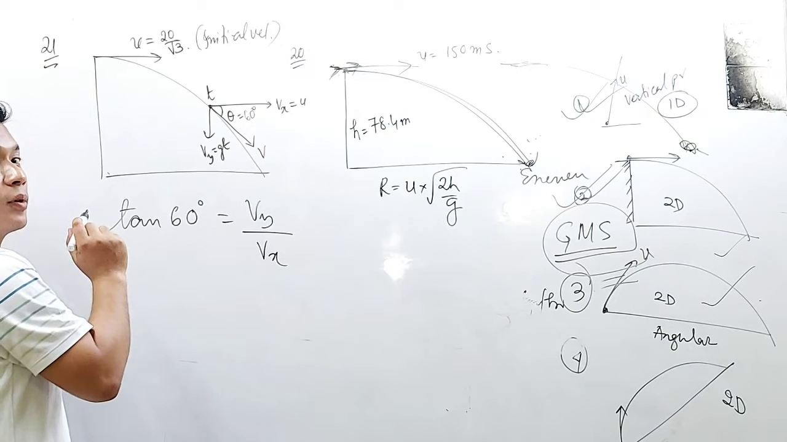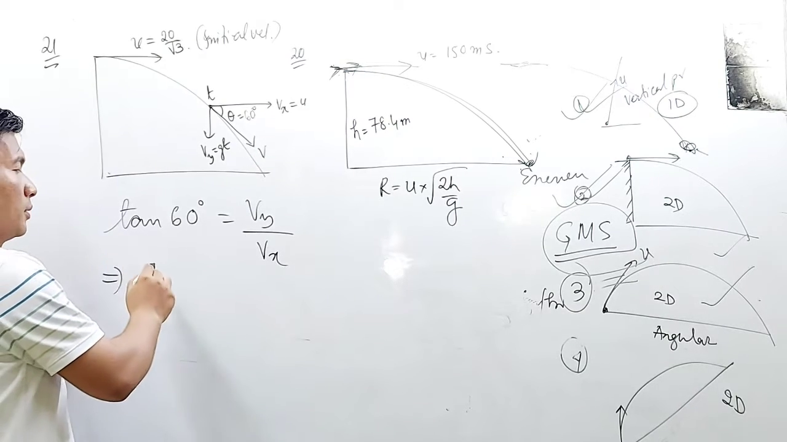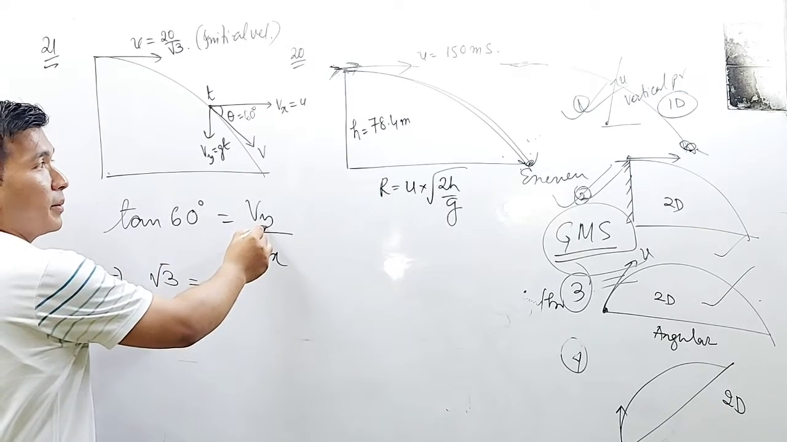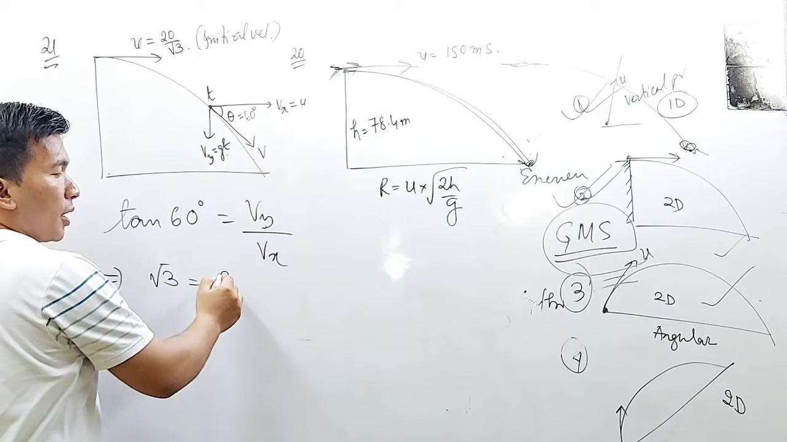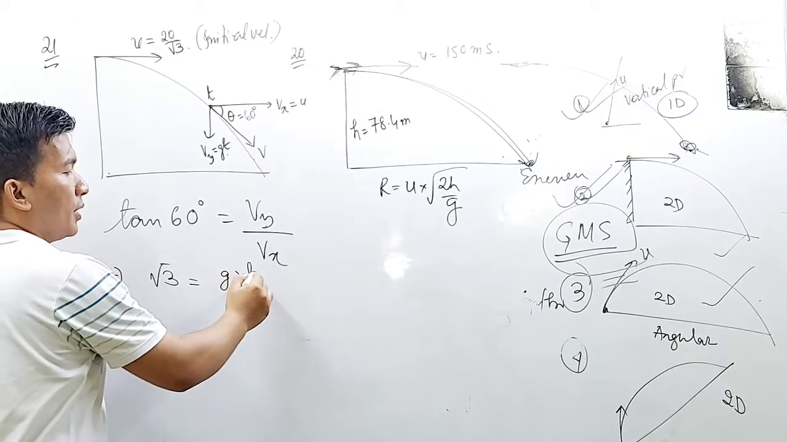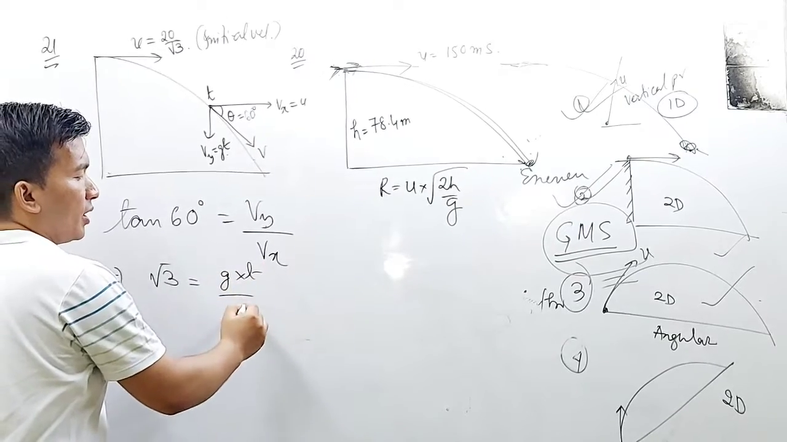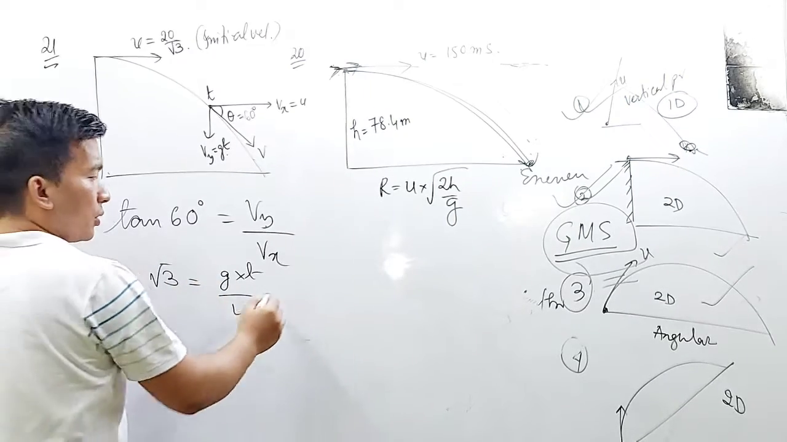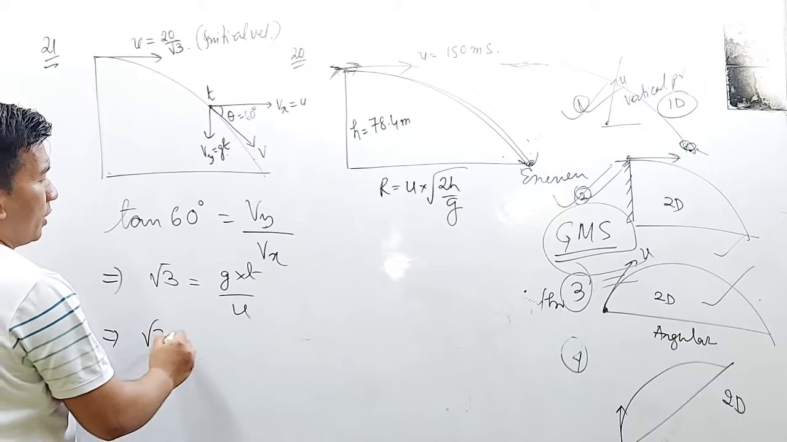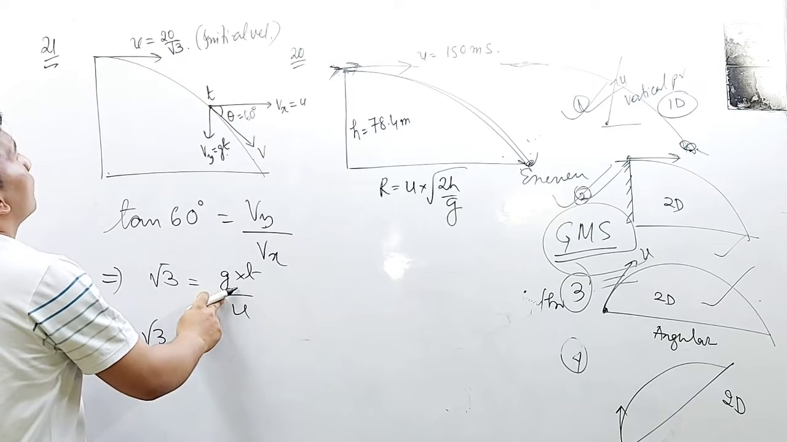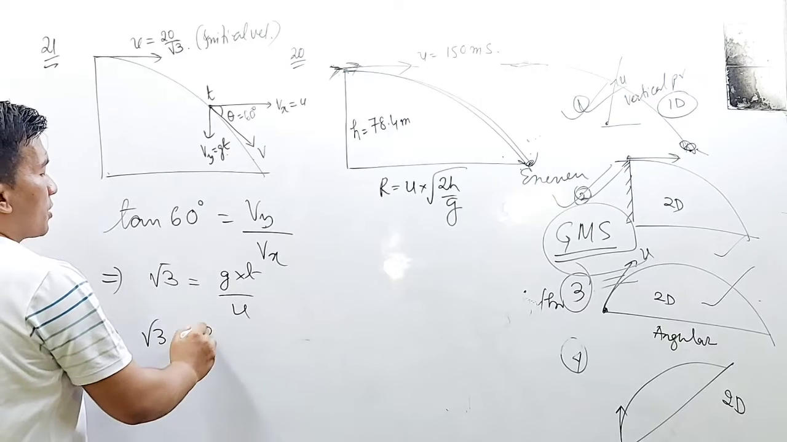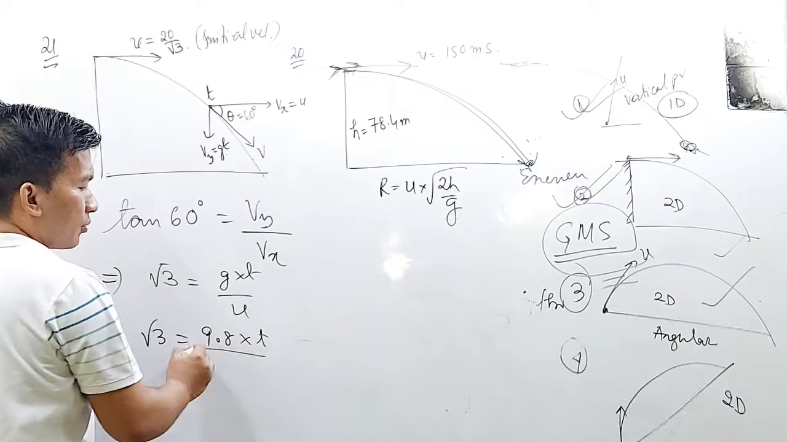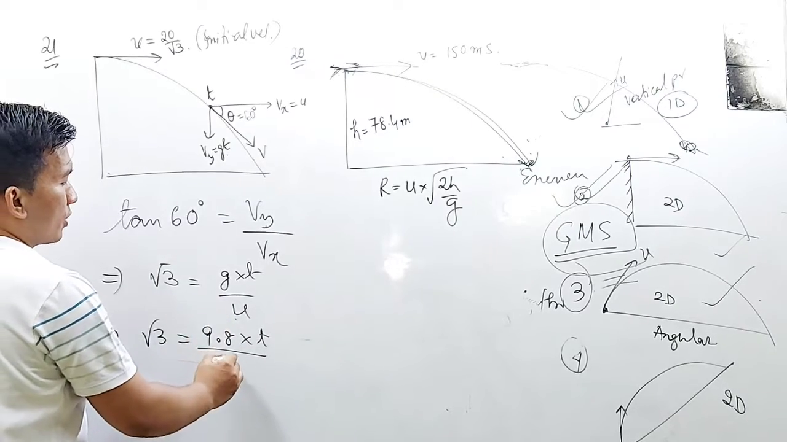root 3. What is vy? The value of g, so we can put it as g into t, this is time t, and vx is u. Do you get the formula here? Understood? We simply put the value root over 3 into g, this is 9.8, into t, and u is 20 by root over 3.